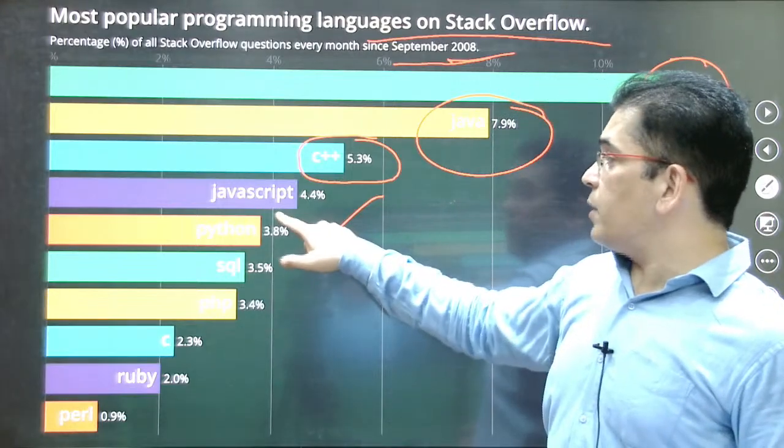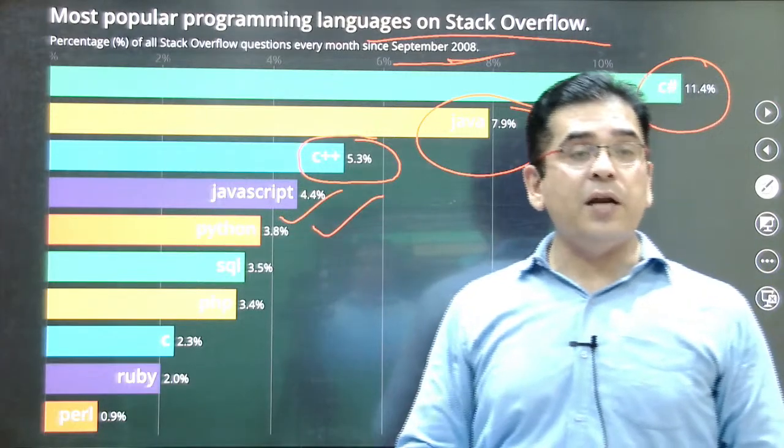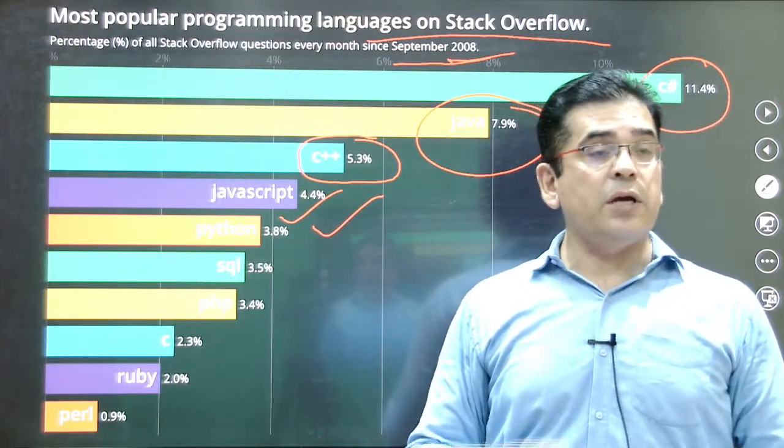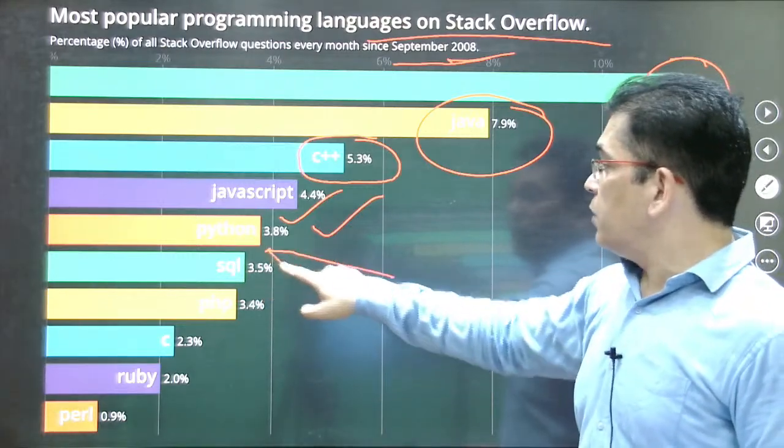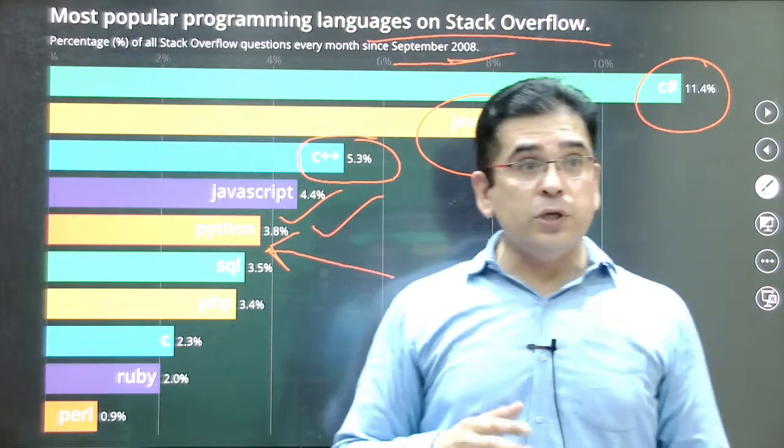After that, JavaScript was used if you want to do web development or server-based programming. Then Python came in 5th place. 3.8% of people were using Python.